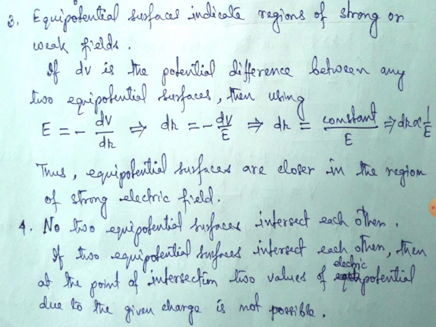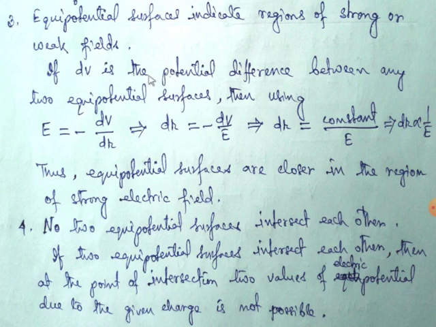Next point, equipotential surfaces indicate regions of strong or weak field. As I told you while drawing the equipotential surfaces of two like point charges and two unlike point charges, like that of an electric dipole, the strong electric field is in between the electric dipole. We can prove it mathematically. Equipotential surfaces indicate regions of strong or weak electric field. Wherever there is a strong electric field, there will be crowded equipotential surfaces.